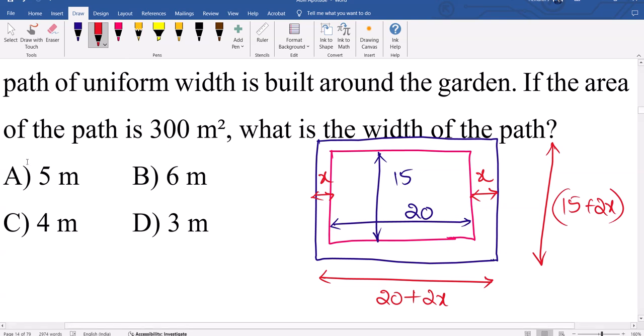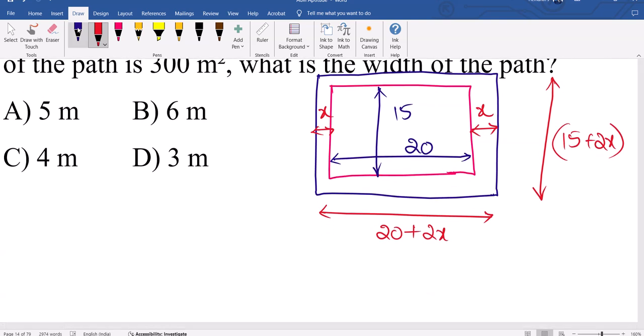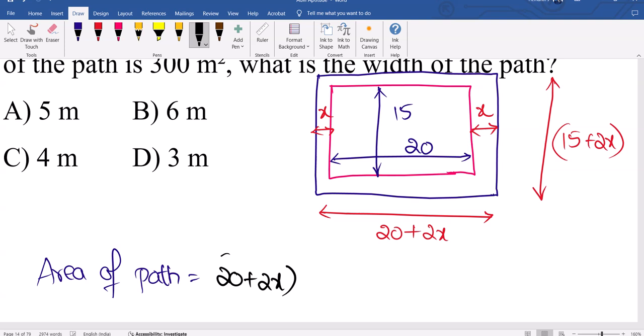They given the area of the path. How to calculate area of the path is entire outside area minus inside area. Entire area minus inside area. Entire area means 20 plus 2x into 15 plus 2x minus 20 into 15 is given as 300 in the question.